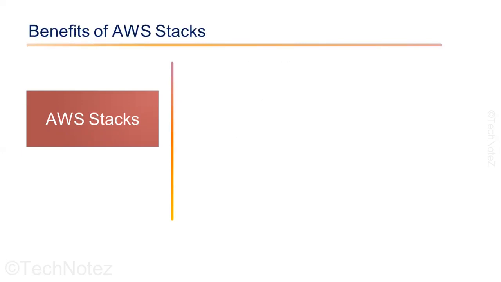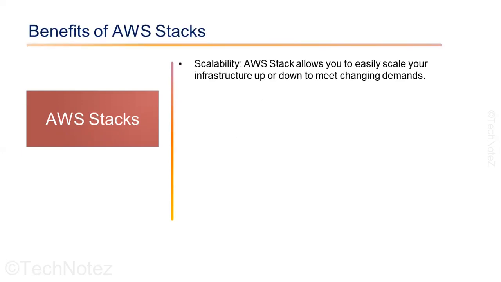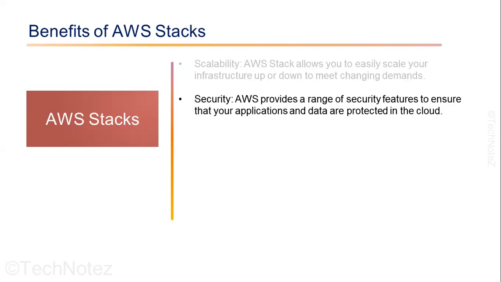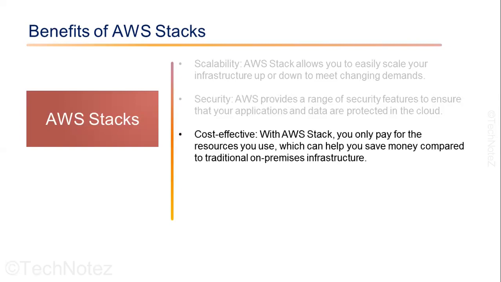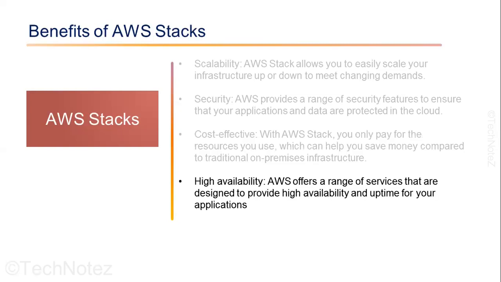AWS stacks bring lots of benefits for the user, such as scalability. AWS Stack allows you to easily scale your infrastructure up or down to meet the changing demands. Security. AWS provides a range of security features to ensure that your applications and data are protected in the cloud. Cost effective. With AWS Stack, you only pay for the resources you use, which can help you save money compared to traditional on-prem infrastructure. High availability.